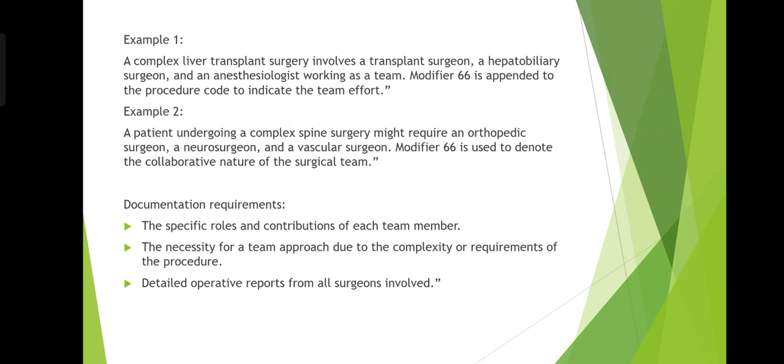Example 1. A complex liver transplant surgery involves a transplant surgeon, a hepatobiliary surgeon, and an anesthesiologist working as a team. Here three different types of specialists are involved in a single procedure. Okay, so we have to utilize modifier 66 to denote that there is a team effort. And another example, a patient undergoing a complex spine surgery might require an orthopedic surgeon, a neurosurgeon, and a vascular surgeon. So modifier 66 is used to denote the collaborative nature of the surgical team.